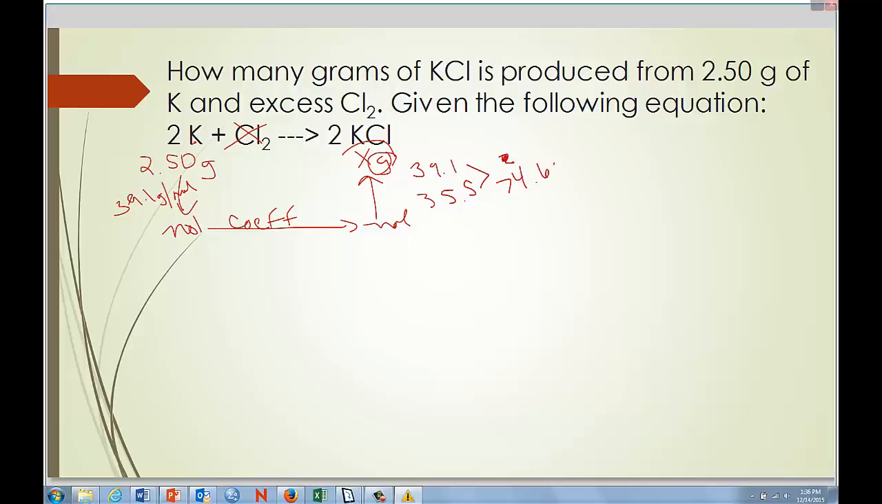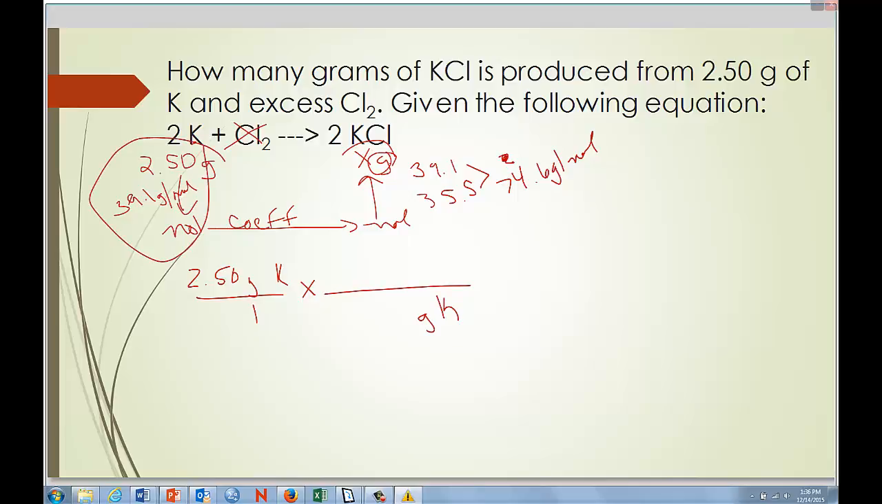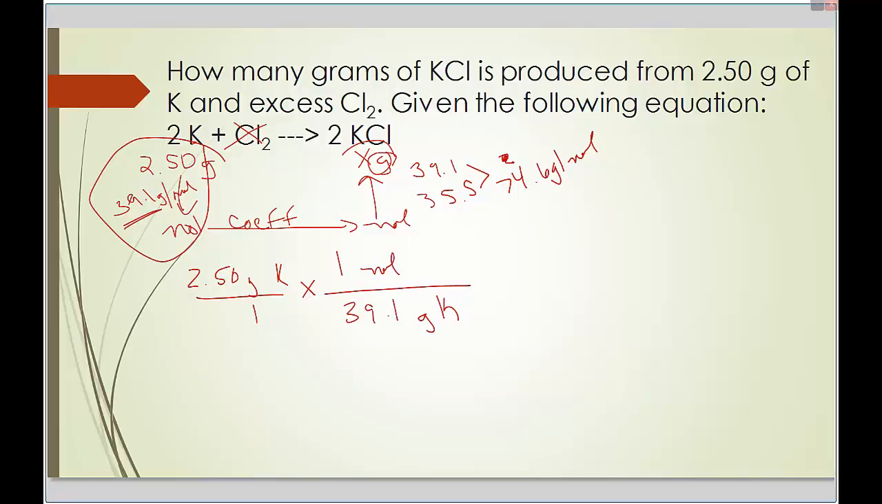Now we can put it into our fractions. 2.50 grams of K over 1. Put grams of K on the bottom of the next one. We're going from grams to moles, so we're going to use the molar mass, which is equal to 1 mole of K. The grams K cancel out. 1 mole K on the top, put 1 mole K on the bottom of the next one.